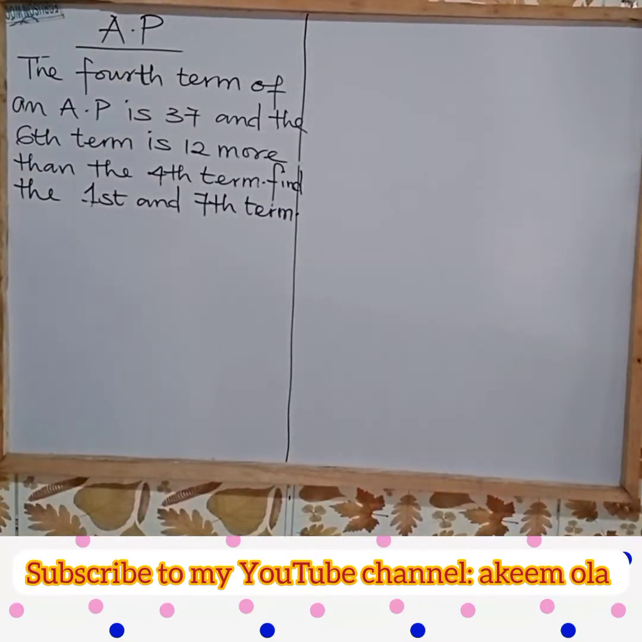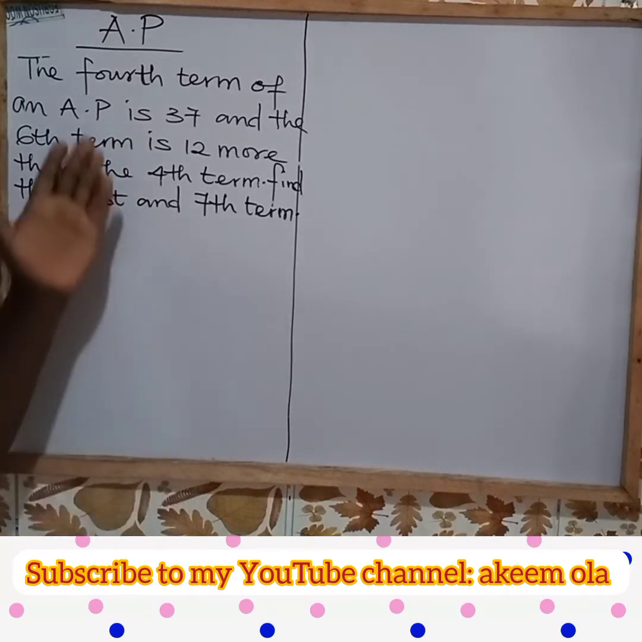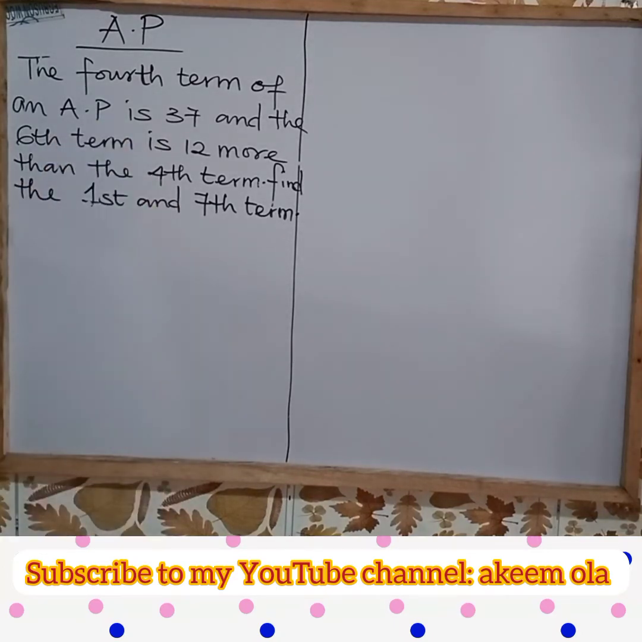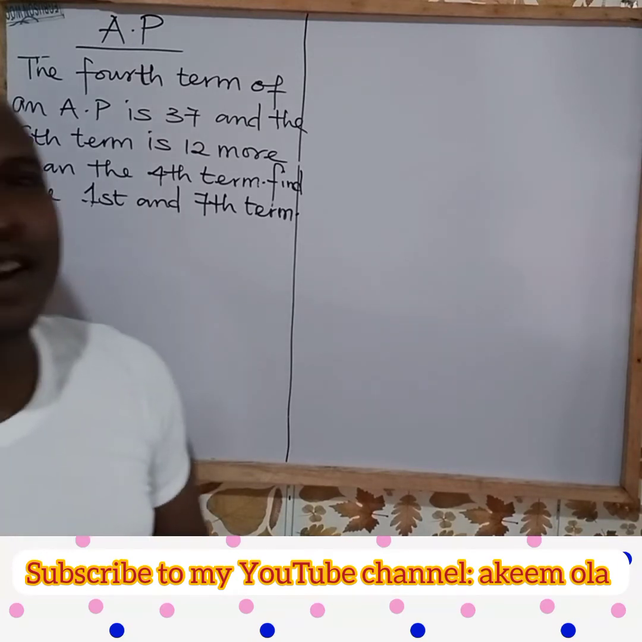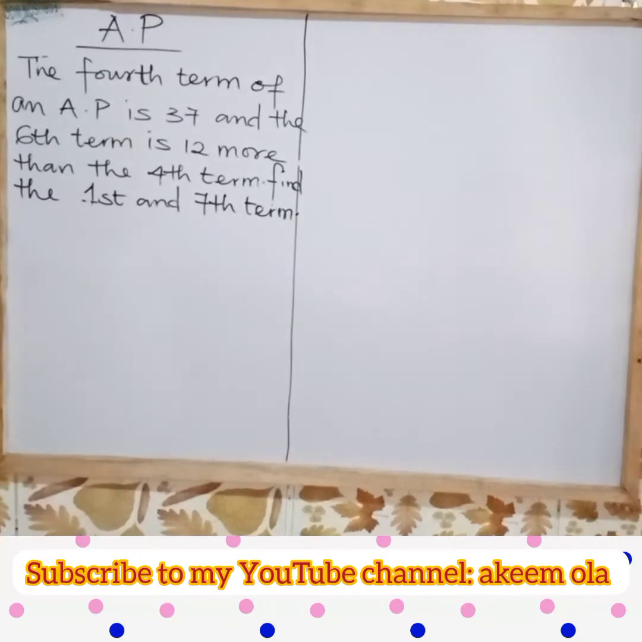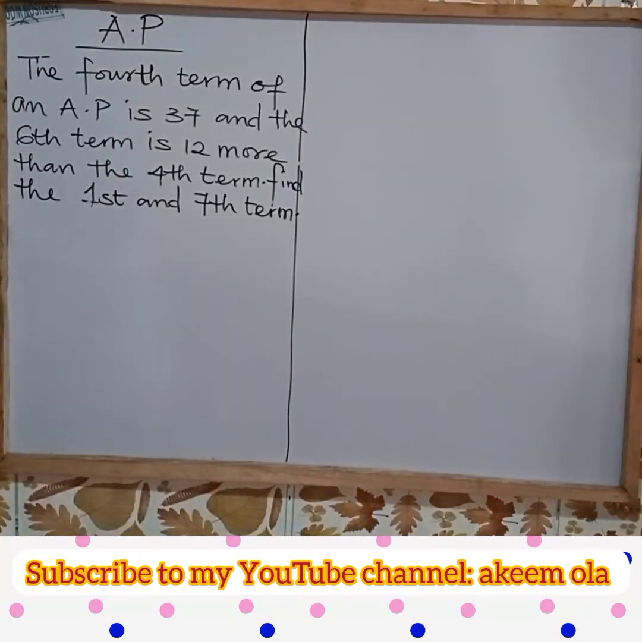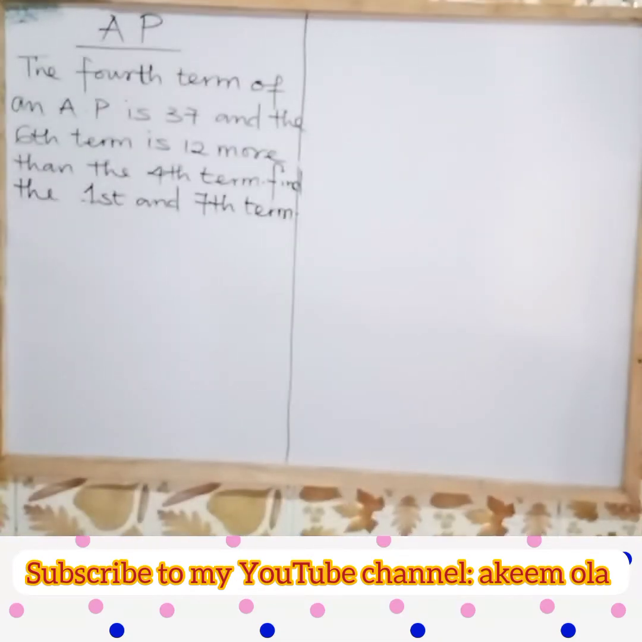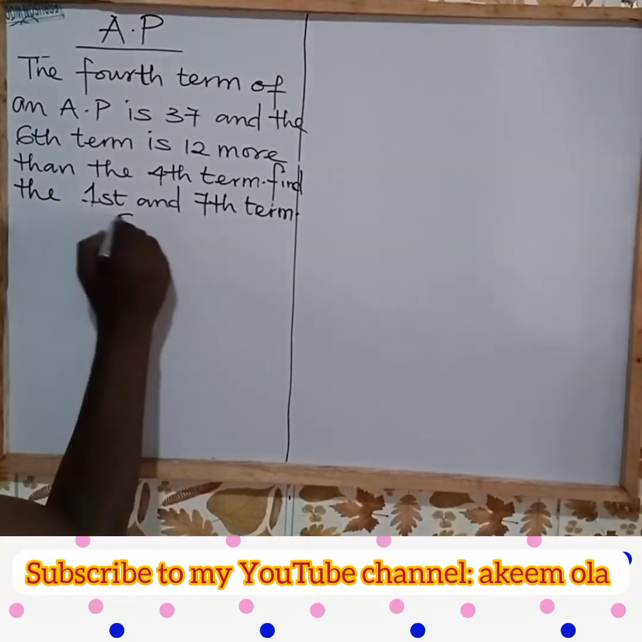Still on AP, we have a particular problem. We are given that the fourth term of an AP is 37, and the sixth term is 12 more than the fourth term. Find the first and the seventh term. This is like a word problem in AP. We need to interpret the question mathematically. So let's start. We have the solution.